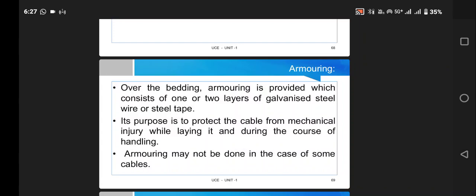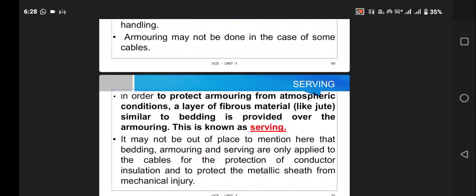What is armoring? Armoring is provided, which consists of one or two layers of galvanized steel wire or steel tape. Armoring may not be done in the case of some cables. What is meant by serving? Serving is to protect the armoring from atmospheric conditions. A layer of fibrous materials like jute, similar to bedding, is provided over the armoring.